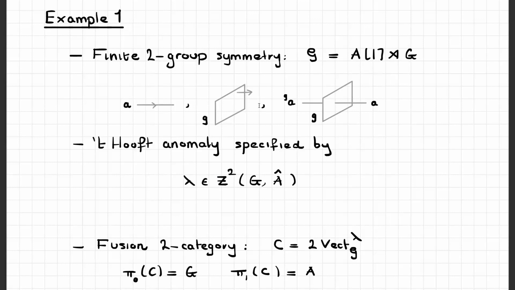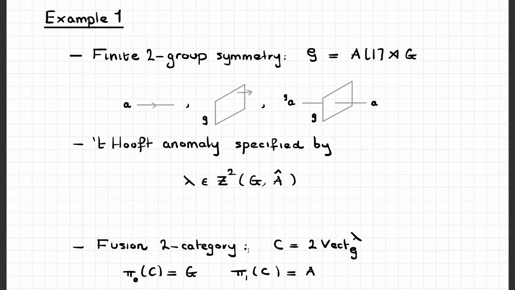And the only thing that's really going on is that the surfaces can act on the lines by some action of G on A by automorphisms that I'll denote in this way. So you've got an incoming line A, the surface acts on it, and it spits out an outgoing line A acted upon by G. And I'm going to look at a particular 't Hooft anomaly. So there are lots of 't Hooft anomalies you might imagine in this setup. I'm going to look at a specific one that's specified by a group two-cocycle lambda on G with coefficients in A hat. I didn't try to draw the picture, but it's something where you pass a line through a junction between two surfaces. And that's why you get a two-cocycle. And it gives an extra phase to diagrams like that.